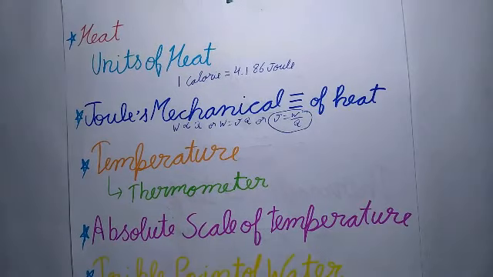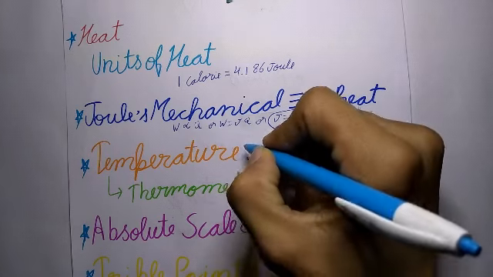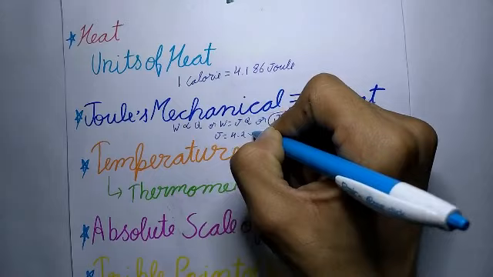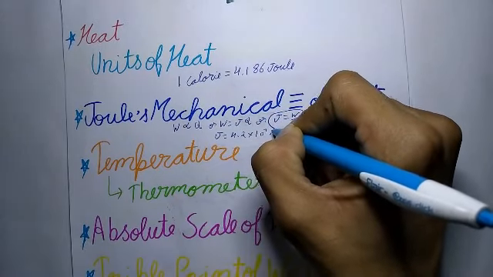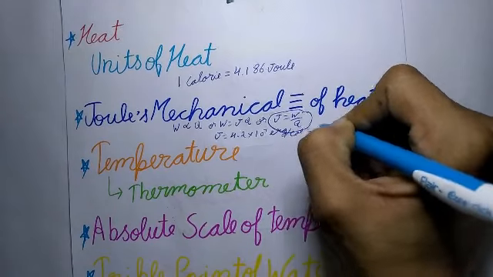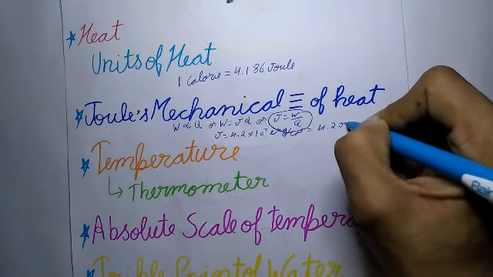The proportionality constant J is called Joule's mechanical equivalent of heat. It may be defined as the amount of work that must be done to produce a unit quantity of heat. And here J is equal to 4.2 into 10 to the power 7 ergs per calorie, which will be equal to 4.2 joule per calorie.